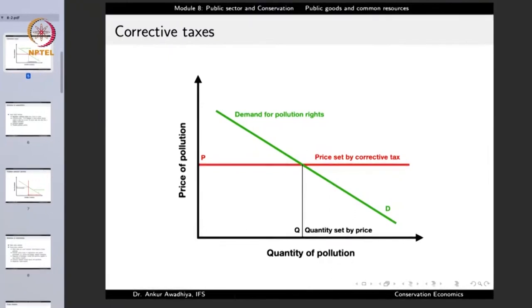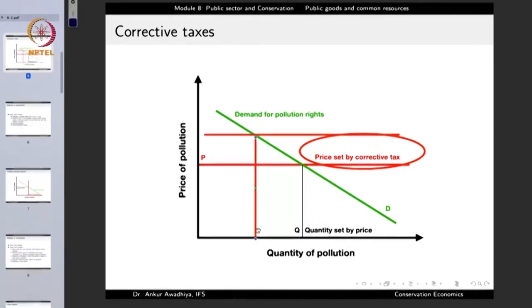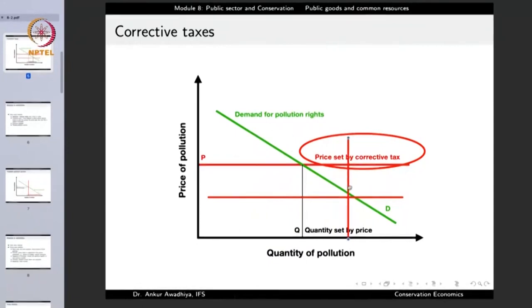Now, in this case, what the government is doing is setting a price through this corrective tax. If the price is set at this point, this would be the quantity of pollution that will be demanded. If the price is kept very low, then the quantity demanded will be very high. So at this low a price, a greater quantity is demanded. When the price is high, then a lesser quantity is demanded.